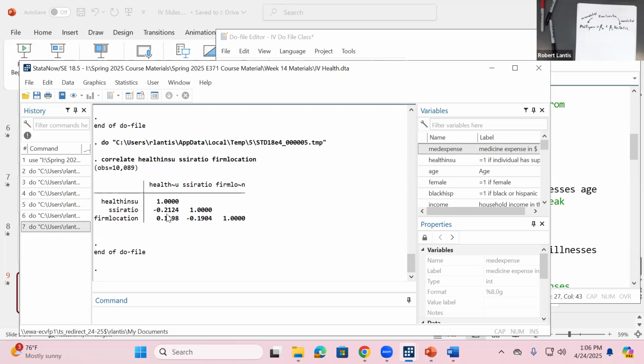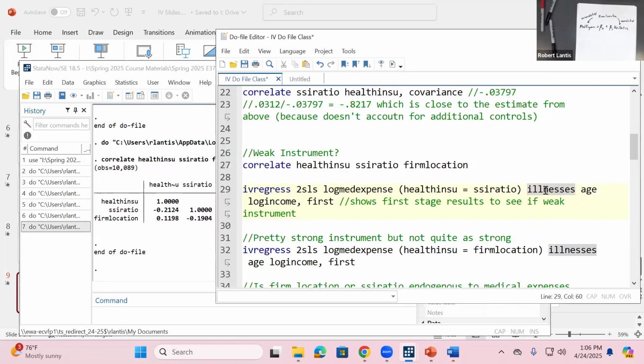But now what this doesn't account for is that in my regressions, I was also including additional controls. That doesn't factor that in at all. So the correlations are a good place to start. But if we're going to include additional control variables, like the number of illnesses, age, and income, well, I want an actual measure that looks at what that correlation is, holding those variables constant as well. So I'm going to actually run those regressions.